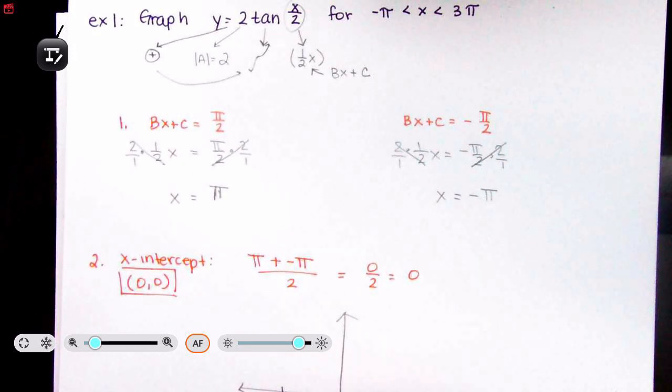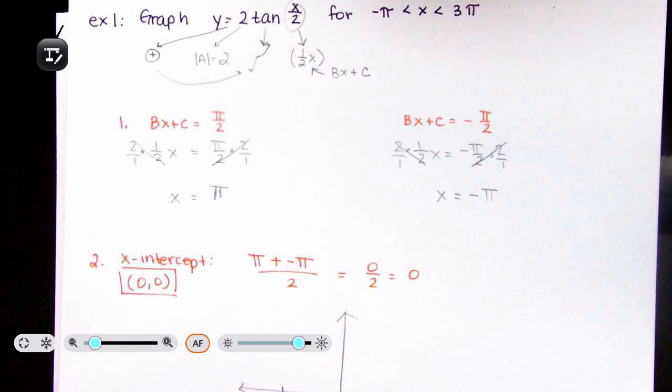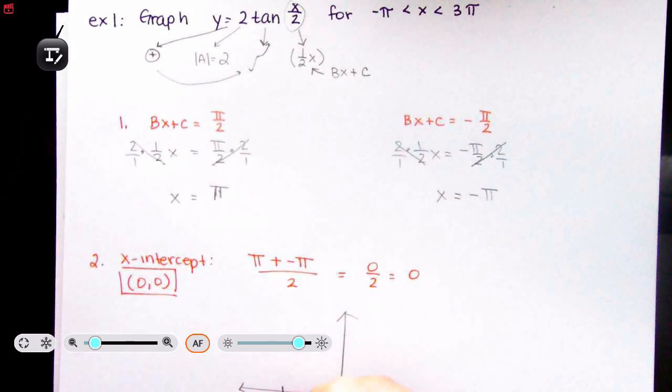So this means negative pi. Let me make it smaller a little bit. If this is negative pi, I need 3 pi's here, so that's going to be much longer. So let me get an eraser. Actually, let's do this. This is going to be 2 pi. This is going to be negative pi, pi, 2 pi, 3 pi.